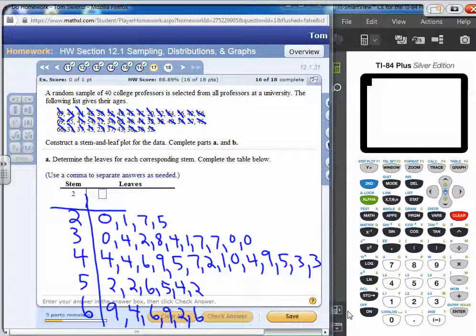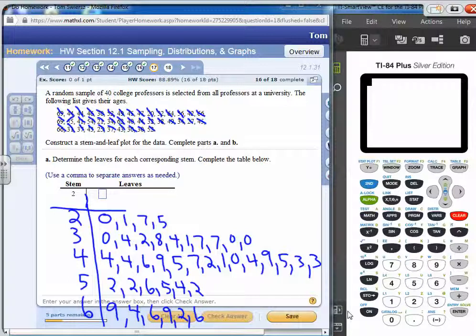Now what I need to do is copy these down on my whiteboard. It'll take me a few minutes. The 20s have a 2, a 0, a 1, a 7, and a 5. The 30s have a 0, 4, 2, 8, 4, 1, 7, 7, 0, 0.